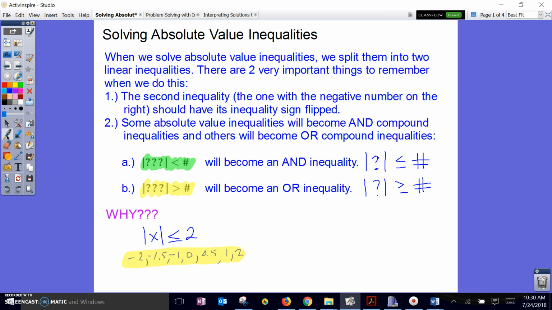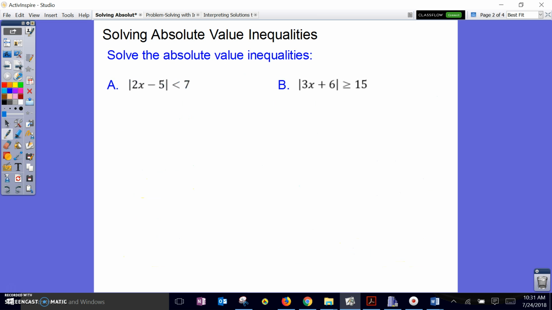And I could do the same thing if I considered an inequality like absolute value of x is greater than 3, and listed off some of the numbers. We'd have like 4, 5, 5.2. But we'd also have numbers like negative 3.5, negative 4, etc. So we have two different disjoint groups of numbers here, and that means that we're going to have a gap in the middle, and so this turns into an OR inequality when we split it. All right, let's look at some examples of solving absolute value inequalities.